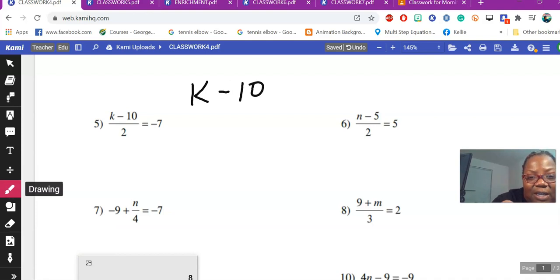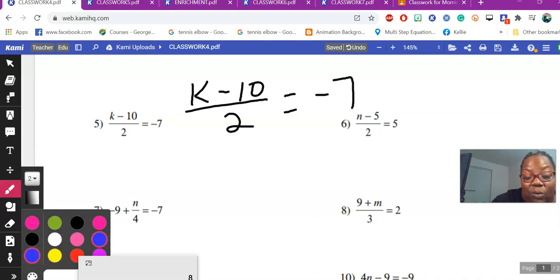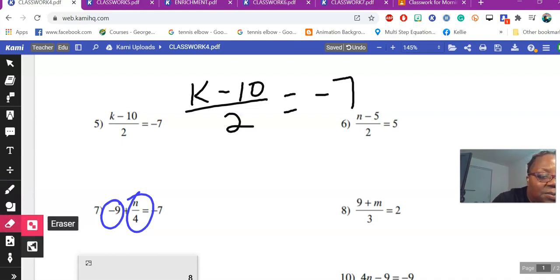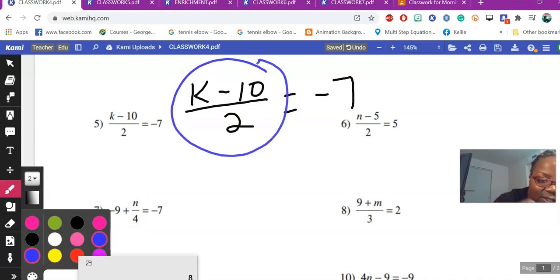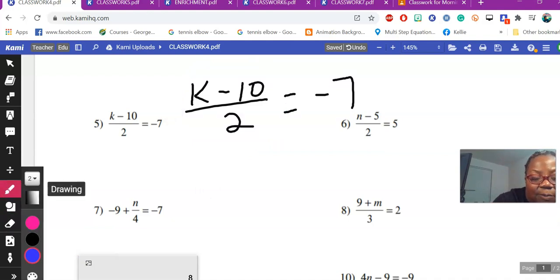K minus 10 divided by 2 equals negative 7. Again, it's a funky fraction, right? You have to multiply out that 2 first. Remember, with these types, we would do adding 10 first. So this would have been first if we were doing a regular fraction, but this is a funky fraction. So we have to actually do the multiplying part first. So k minus 10 divided by 2, opposite of divide is multiply. Multiply out that 2.